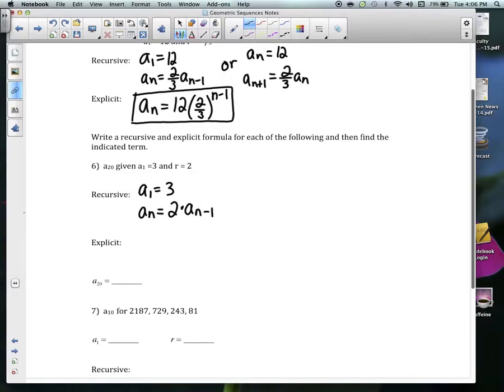The explicit is An = 3 times 2 to the n-1. Now in this situation you don't have to use the parentheses, but I like to use it pretty consistently. And then if we're finding A20, we just plug in 20. And this should give you a fairly big number.